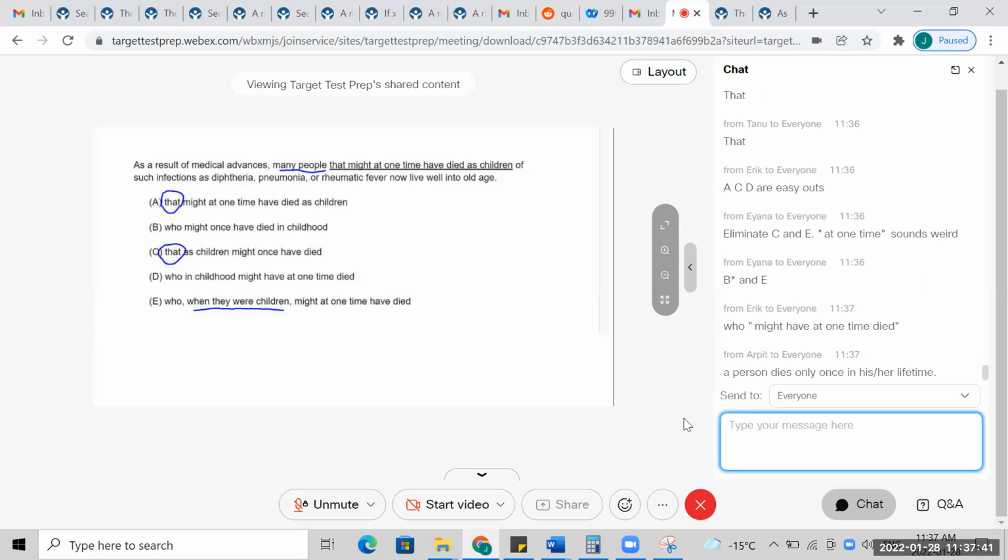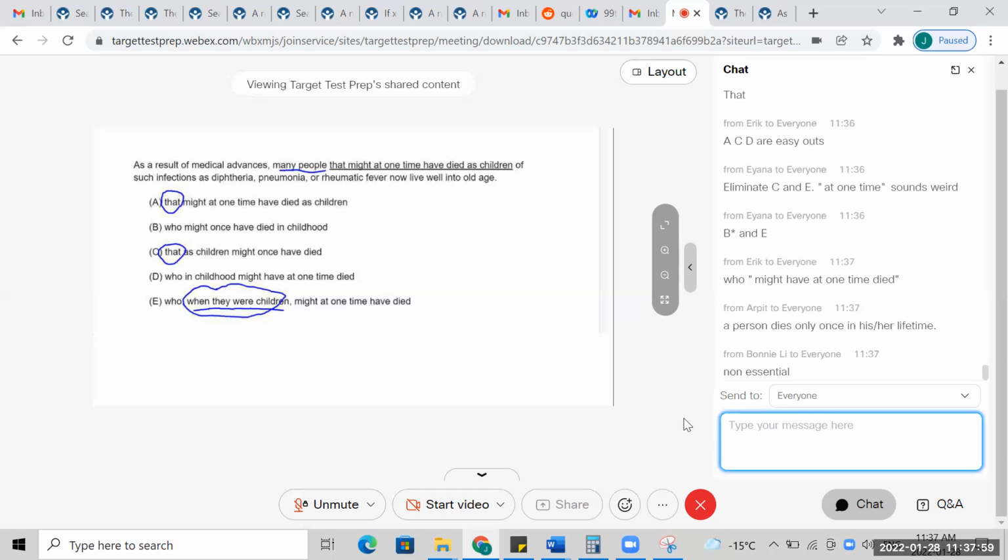So they were children. This is our opening modifier on this clause, or it's sort of an opening modifier. I mean, it's a modifying clause, excuse me. When they were children, might at one time have died. We're reading this literally. So when they were children, they might at one time have died. So wait a minute. And reading the rest of this sentence, okay. Now notice we need to read the rest of this non-underlined portion. When they might have died of such infections as diphtheria, pneumonia, or rheumatic fever, now live well into old age. So this is saying they're living well into old age.